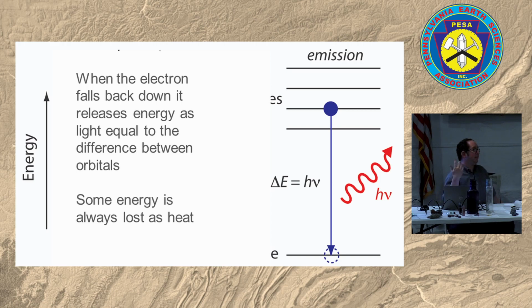Then, when the electron falls back down to a lower energy state, it releases energy as well, and that energy is equal to the difference between the two orbitals. Most of the time, it also loses energy. Why? Electrons are physical items. We had to move a physical item, therefore we used energy, and so that energy gets used up. So we always lose a little bit of energy as heat.